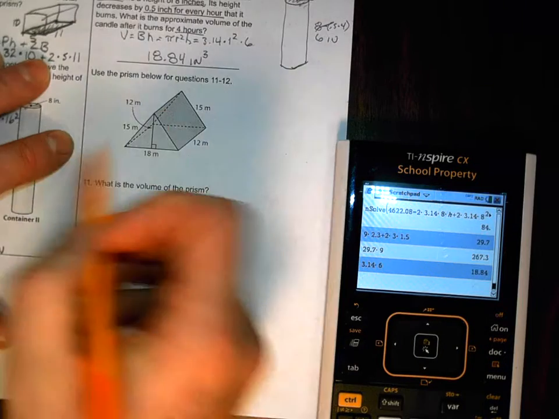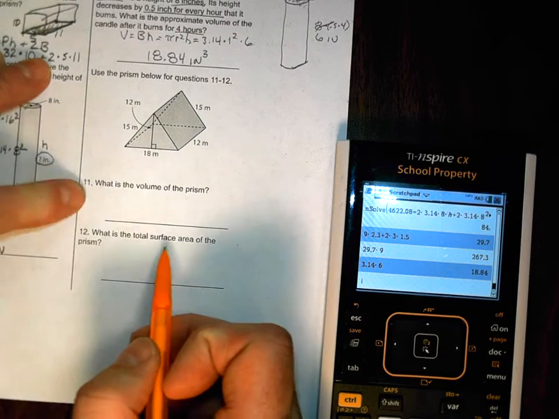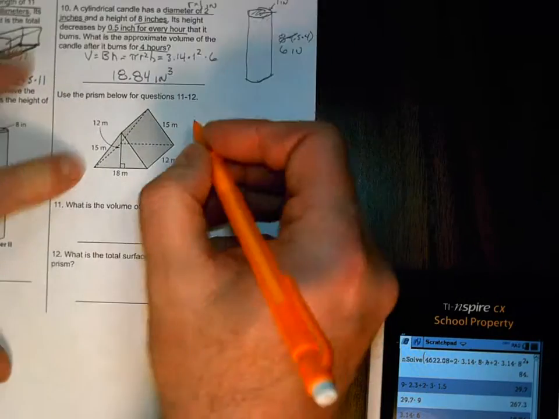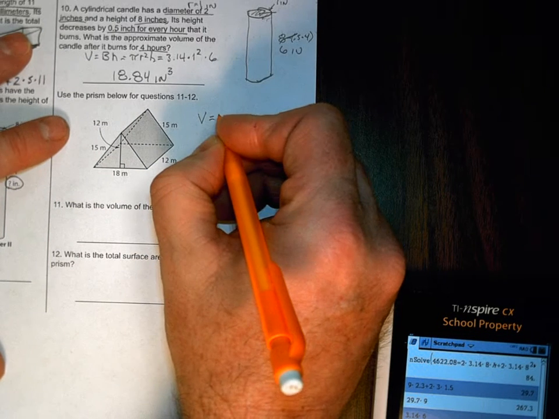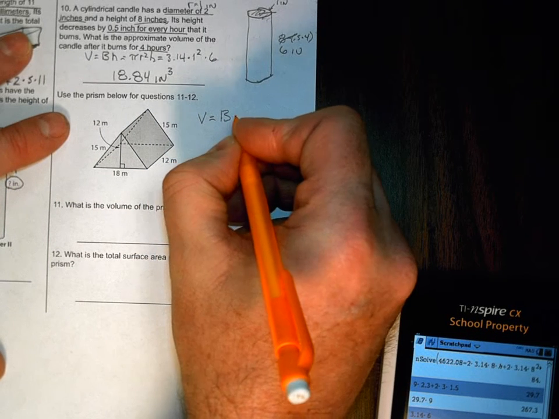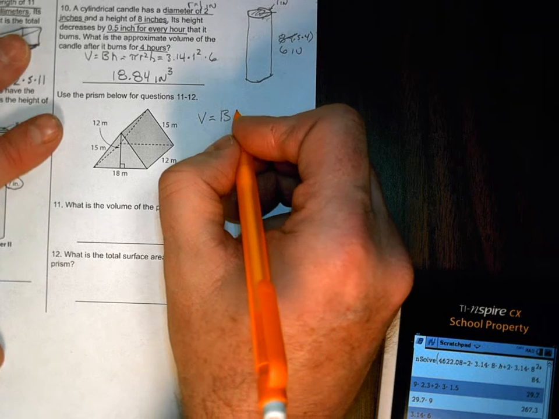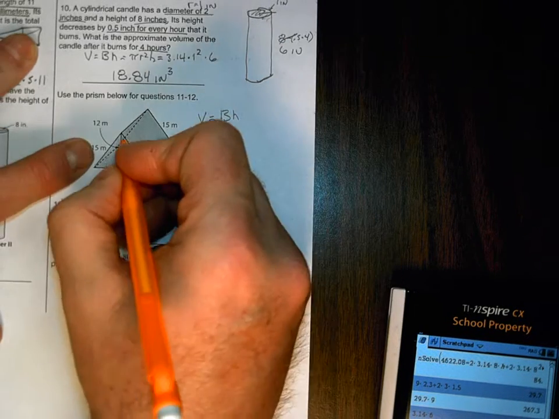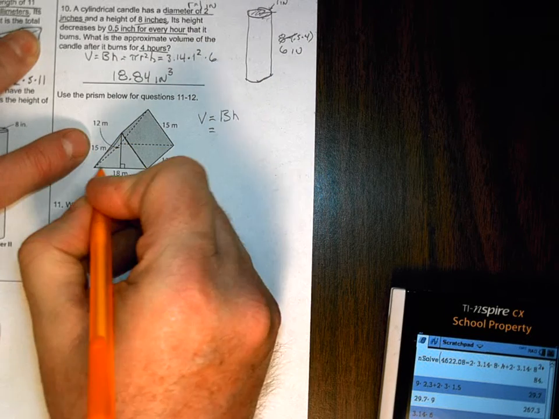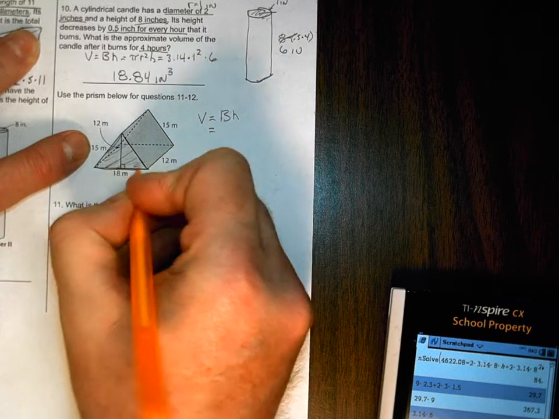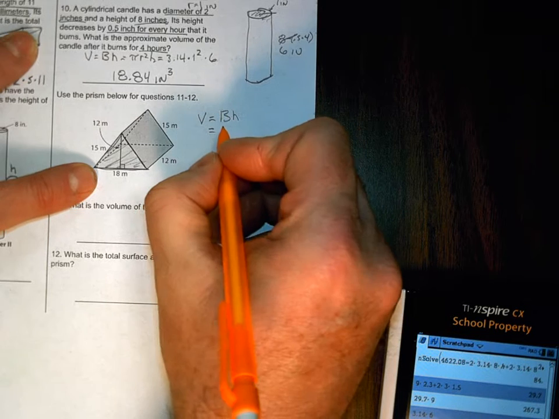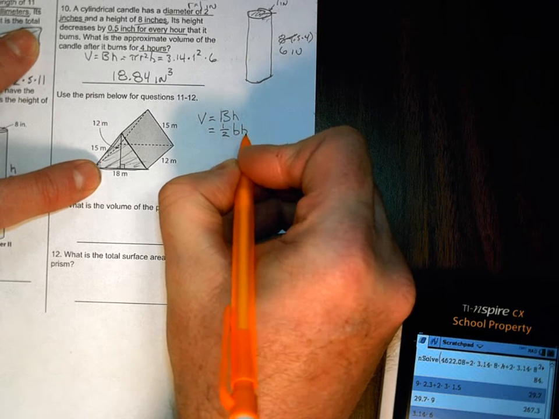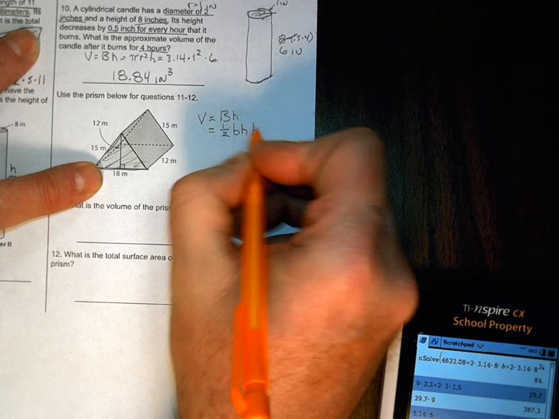Last two, we've got the same prism and have two questions. So the first one says, what's the volume? Well, the formula for the volume of a prism is area of the base times height. So what we really need to know is what is the base? And the base is this triangle. In the case of a triangular prism, it's always the triangle that is the base. So the area of a triangle is 1/2 base times height, and then we've got to bring in this other height, which is the height of the actual prism.